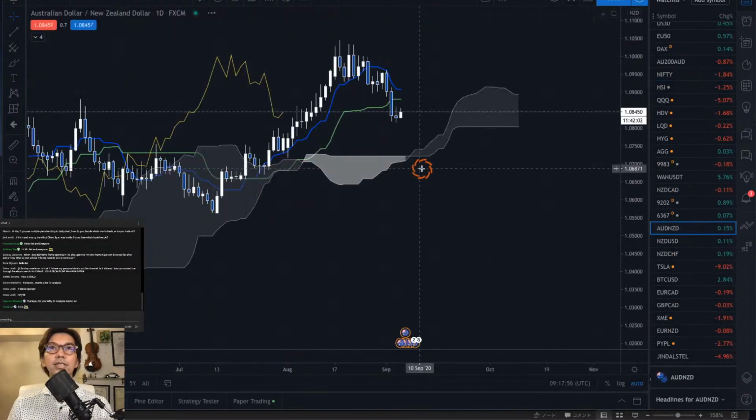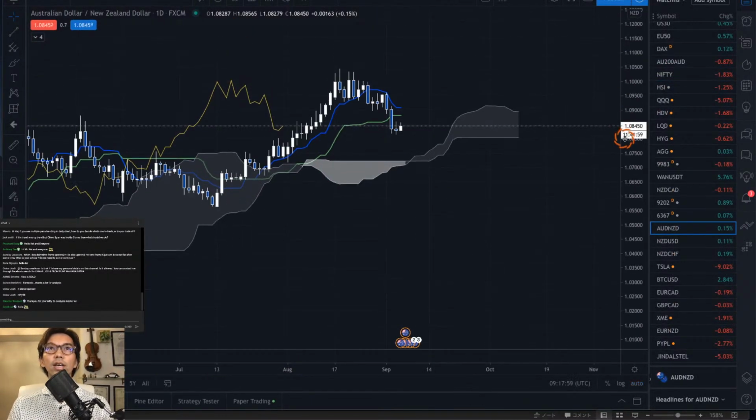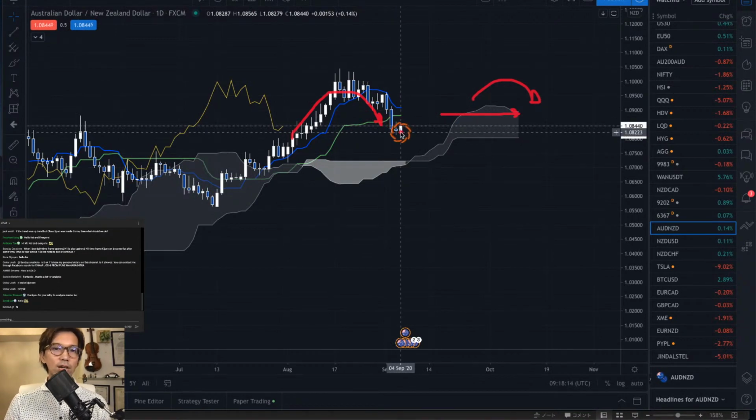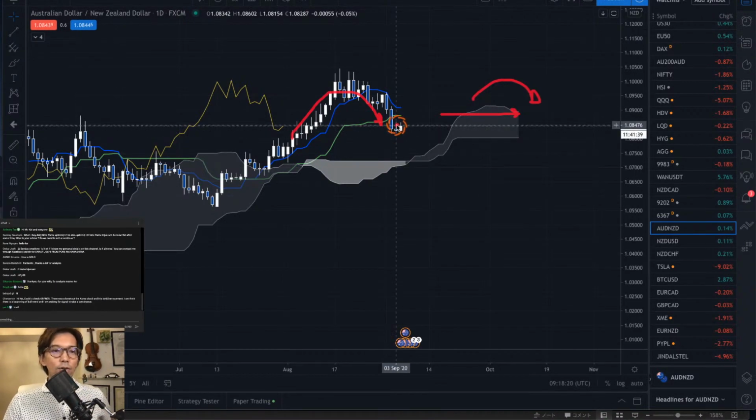AUD NZD is here, and it is a daily chart. It's ranging now. The price is coming down right now, and the Kumo is flat, Senkou Span A retracing. The price is going below this Kijun Sen now, so in this case we cannot look for a buy chance. Always make sure to look for the buy chance after price goes above the Kijun Sen. Also, Chikou Span is getting very close to the candles now, so this is not really a good timing to look for a buy chance.